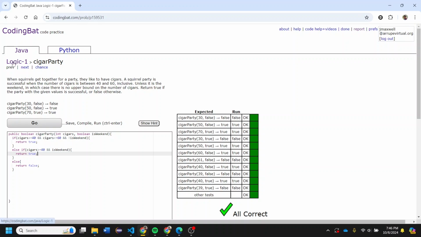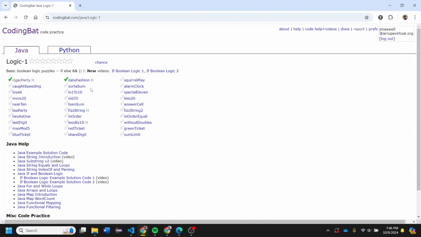Going back to Logic-1, you'll see there's far more than 20 here, but you only have to do 20. So if you really, really get stumped on one problem, my suggestion is just to skip it and move on and do another problem. Okay? So hopefully you'll find all of that easy.